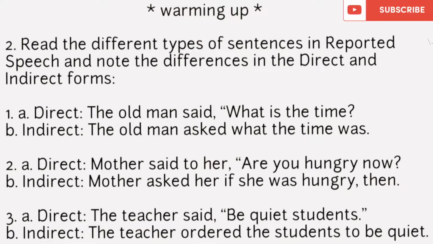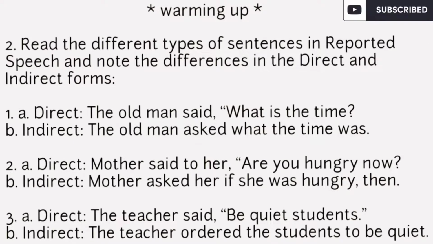First one is direct. The old man said, "What is the time?" And the indirect would be, the old man asked what the time was. Next is direct. Mother said to her, "Are you hungry now?" Indirect: Mother asked her if she was hungry then.